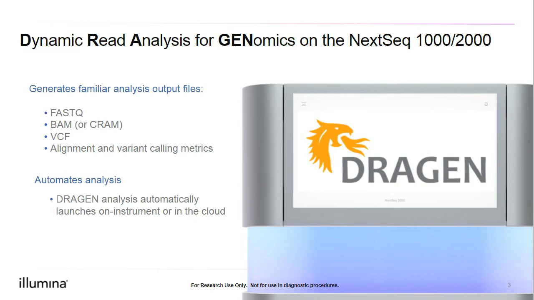So DRAGEN stands for Dynamic Read Analysis for Genomics. And of course, our focus is on the NextSeq 2000 DRAGEN, which I'll refer to from now on as the NextSeq 2K. DRAGEN produces common analysis files such as FASTQs, BAMs or CRAMs, and VCF files, and alignment and variant calling metrics. DRAGEN on the NextSeq 2K can be set up to automatically launch on the instrument or in the cloud after a sequencing run completes.